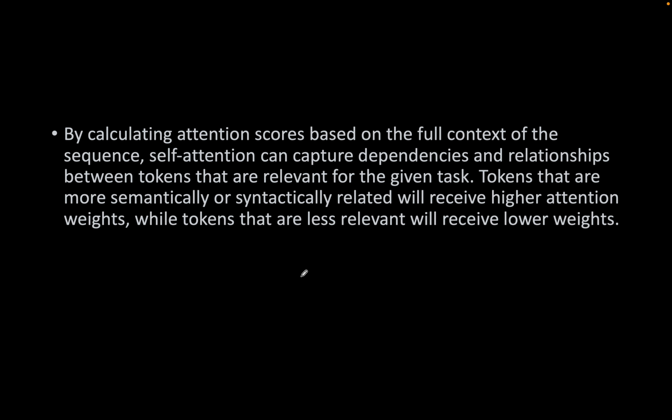By calculating the attention score based on the full context of the sequence, self-attention can capture dependencies and relations between tokens that are relevant to the given task. Like I mentioned already, after calculating the attention score we get the idea of which token is more relevant or more associated, and which is more dependent on which query or next token. This is the main advantage of using self-attention. We get to know which part of the input sequence to focus on more.